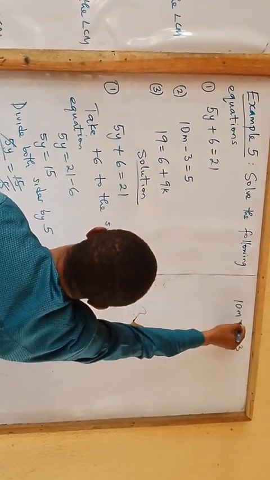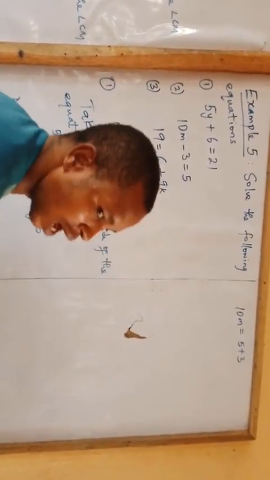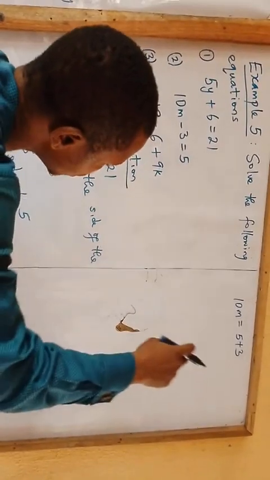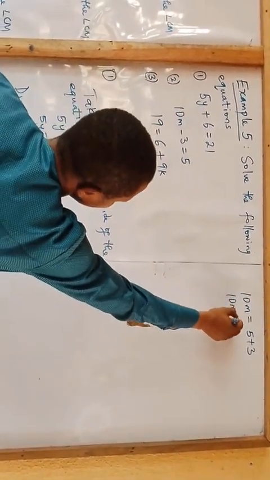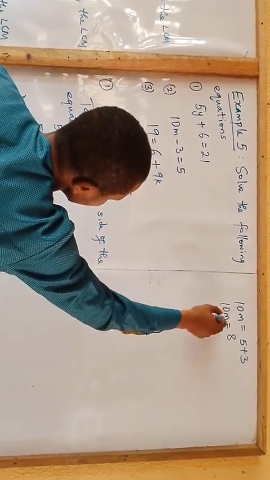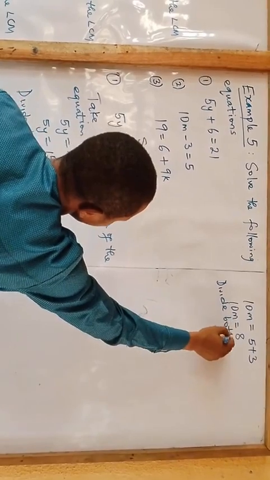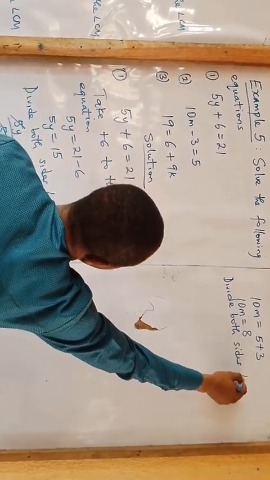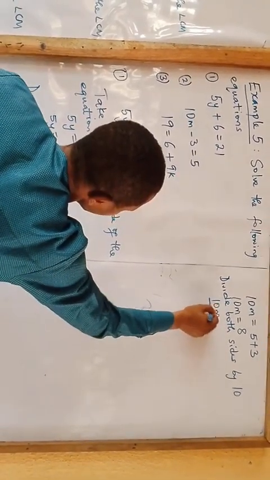Remember that I told you in my first video that the moment a number or an unknown variable goes to the other side of the equation, the sign is going to change. So we are going to have 10m is equals to 8, and the next step to take is to divide both sides by 10, which is the coefficient of m.